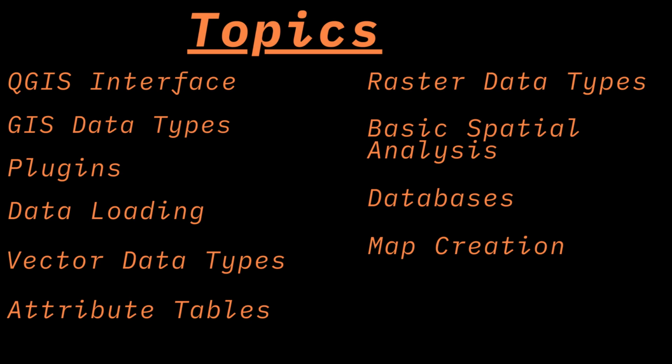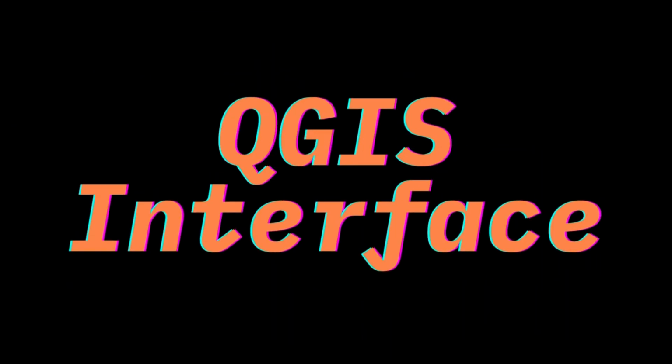So we have done with QGIS download. We look at the QGIS interface. We look at the GIS data types that QGIS supports. We look at plugins, data loading, projections, vector data types, attribute tables, raster data types, basic spatial analysis. We look at databases and then we generate a map using QGIS. So let's dive to the QGIS interface.